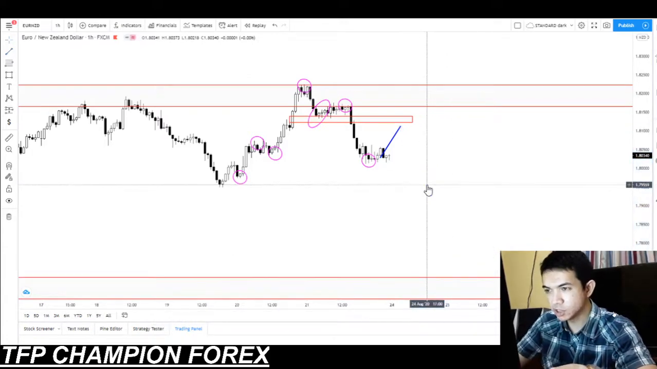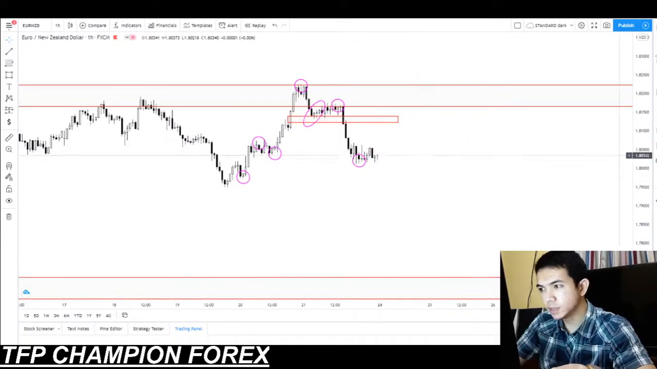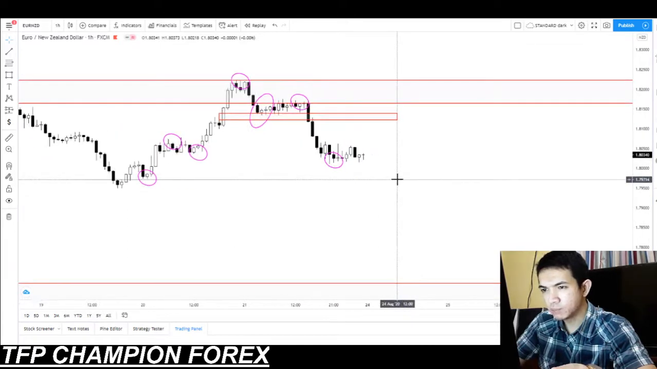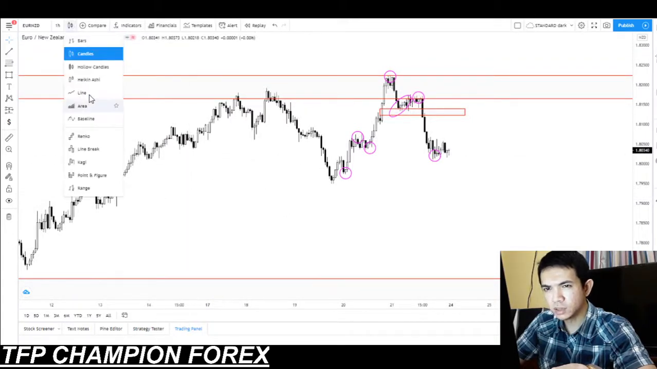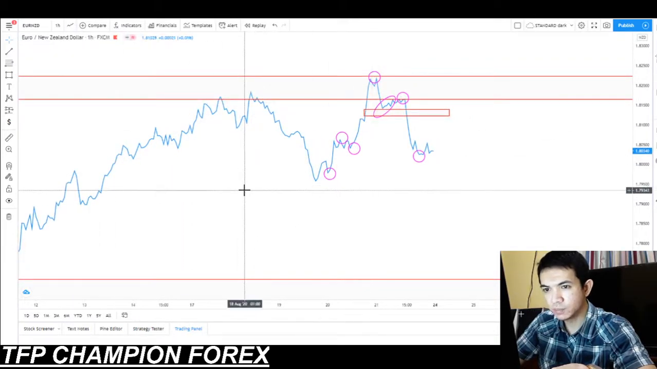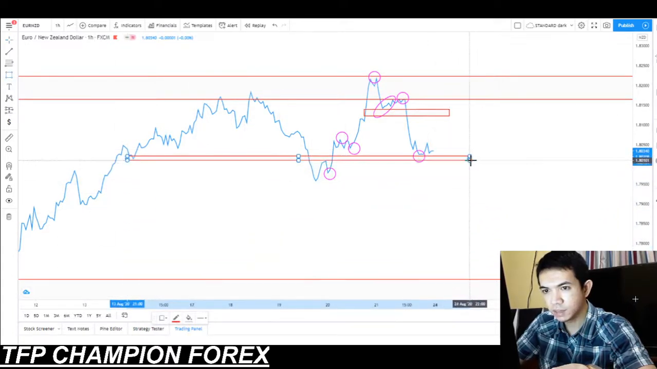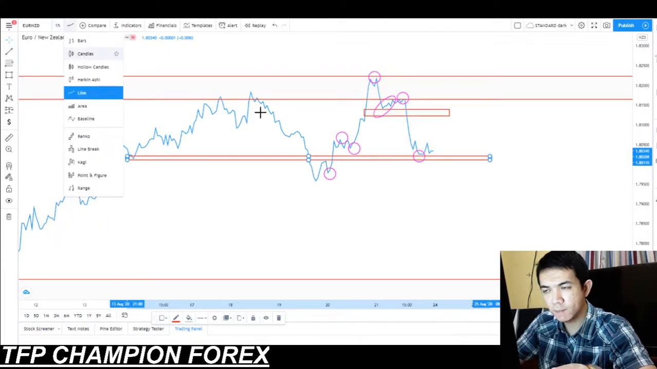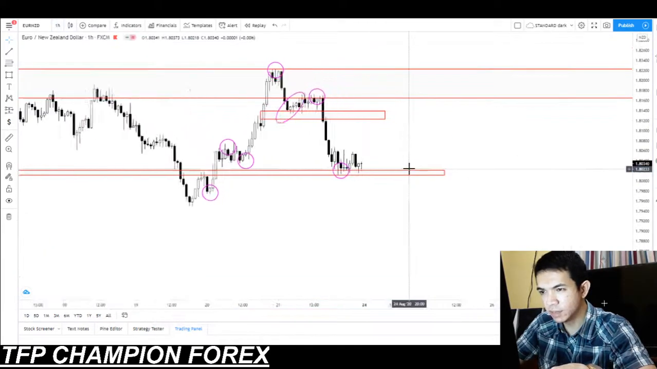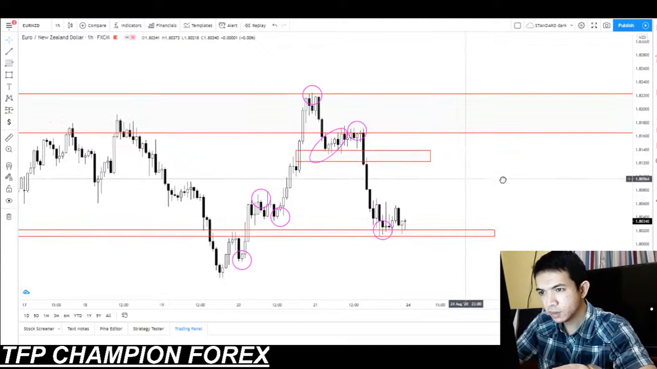Again, we're just reading market structure and price action. So how can we say that the price will move up now? We can say that at this point, going to our line chart, there is a key significant level here. So we can see that the price is now reacting at this level. We see these rejections or buying pressure.